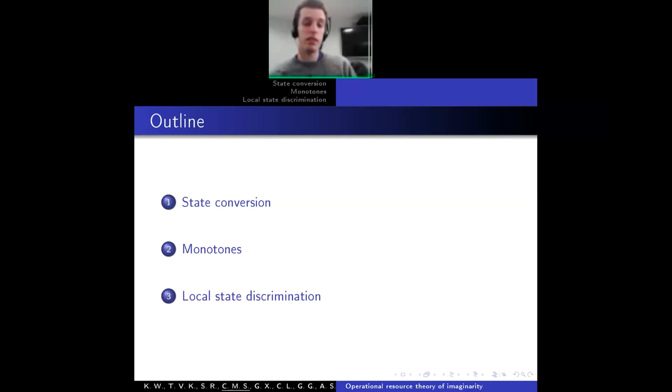And finally, I will present a protocol based on local state discrimination, which shows that imaginary numbers are actually crucial in quantum theory, and they actually are a resource in this type of protocol. And then I will briefly also talk about the experimental implementation of this protocol, because in this work we were also able to collaborate with an experimental group, and they checked the theoretical findings with an optical experiment.